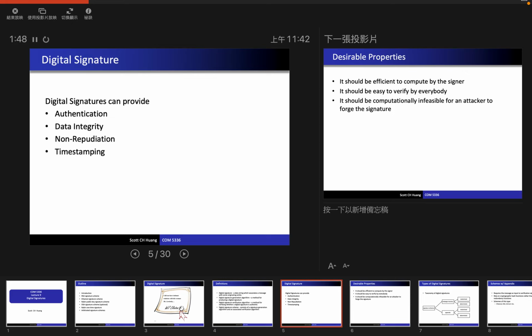So digital signatures can provide authentication. So a person is really that person she claims to be. And also data integrity. The data associated with the signature is not changed, because if it's changed, then it will not pass the verification algorithm. It will give you a false output. Non-repudiation, 中文叫不可抵赖性. So this is something you cannot repudiate.